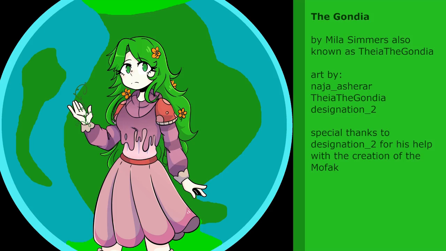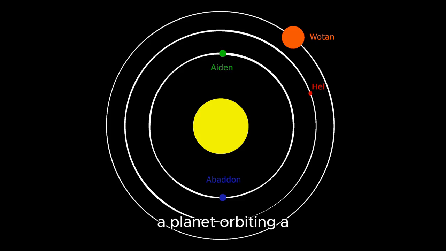The Gondia, a species by Millisimmers, also known as Sia the Gondia. Our story starts on a planet within the M81 galaxy called Iden, a planet orbiting a yellow dwarf similar to our Sun.